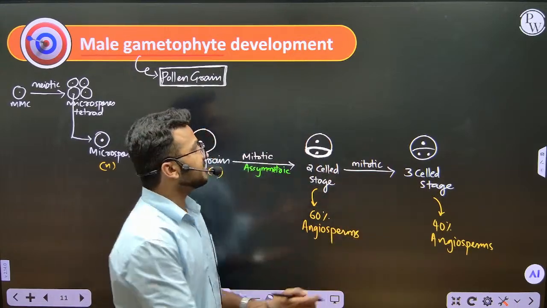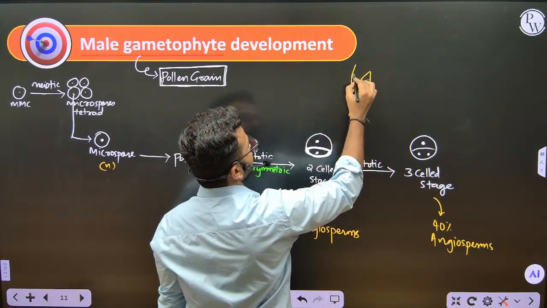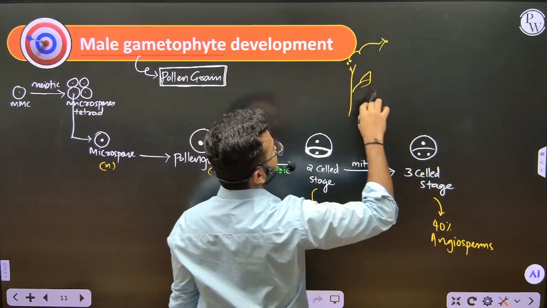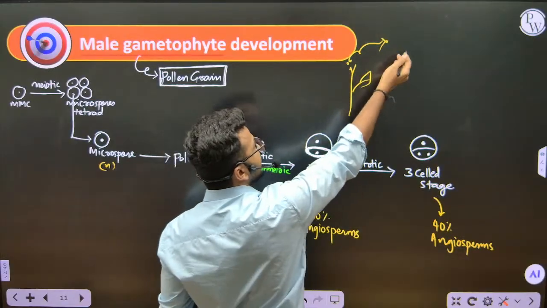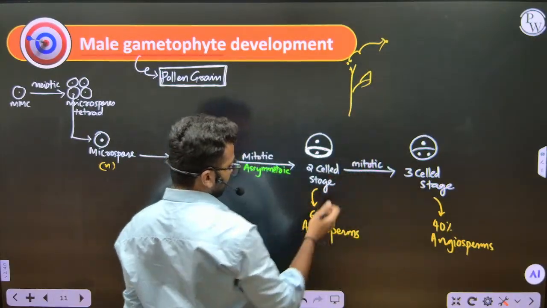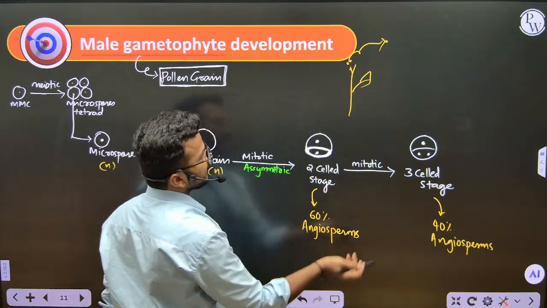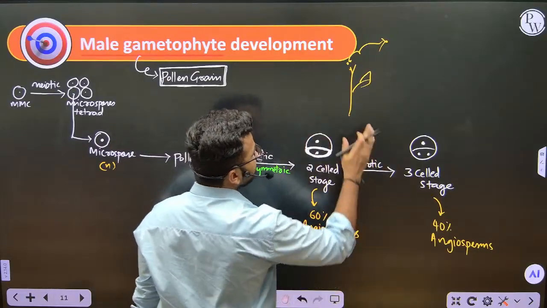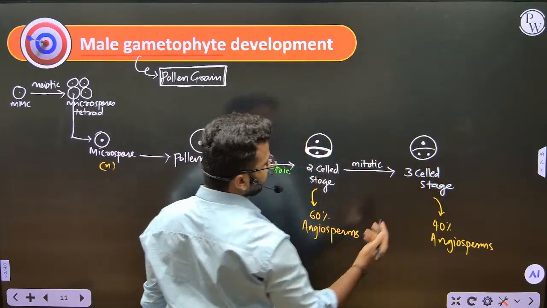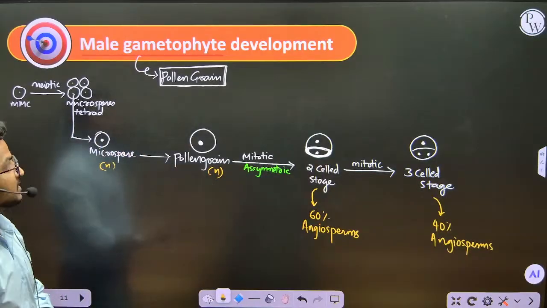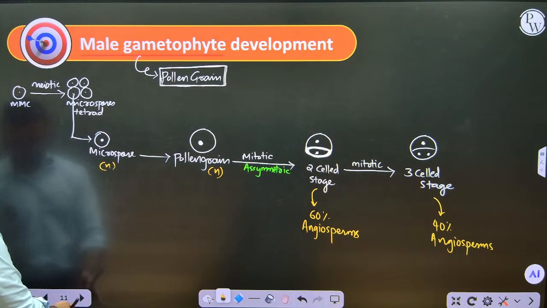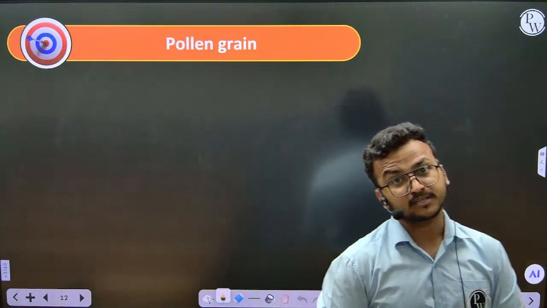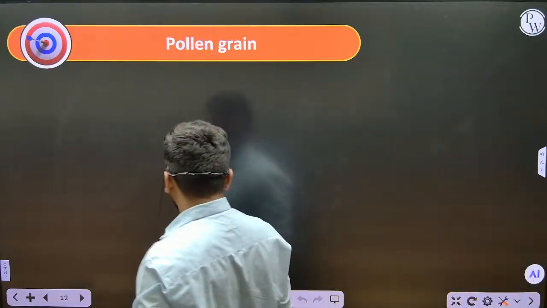What does release mean? If a plant has pollen grains and is shedding them out into the air, it varies. Some 60% of the angiosperms release the pollen grains when they are in the two-cell stage, and the remaining 40% release the pollen grains when they are in the three-cell stage. So that is about male gametophyte development. Next we are going to see the pollen grain, the complete structure of the pollen grain.